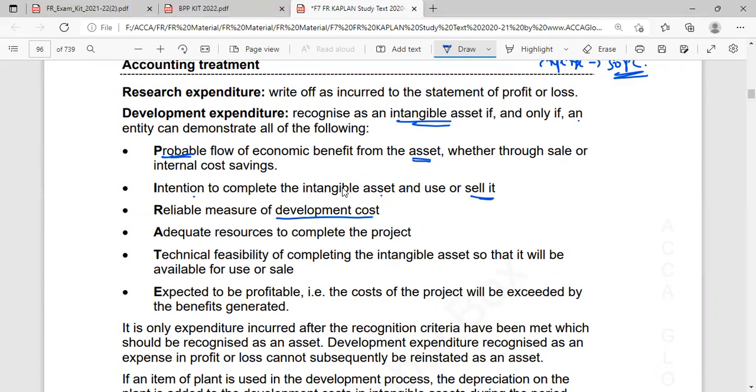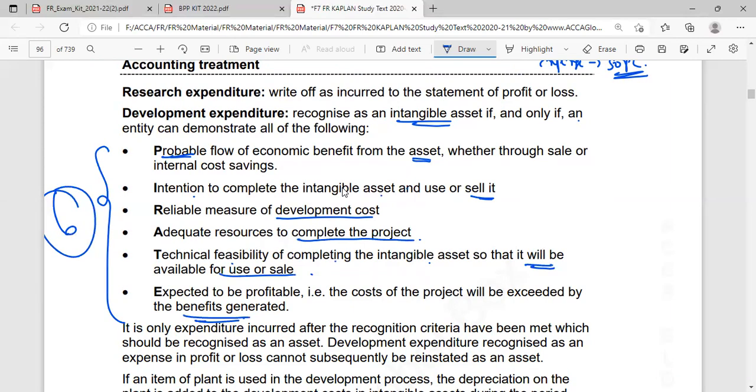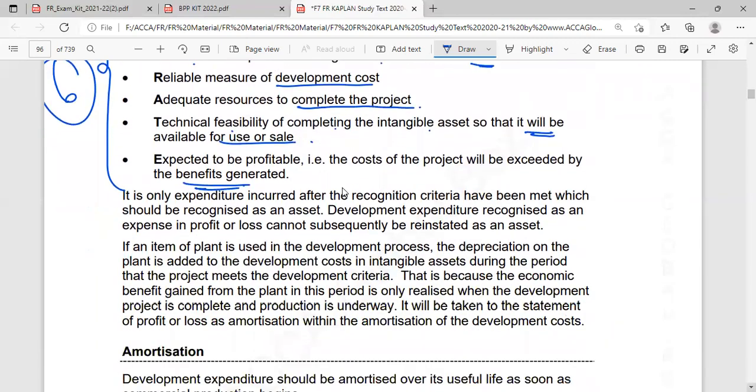Reliable measure of development cost, and adequate resources to complete the project, and technical feasibility of completing the intangible asset so that it will be available for use or sale, and expected to be profitable, that is, the cost of the project is exceeded by the benefits generated. If these six PIRATE conditions are satisfied, then the amount spent on development is treated as an intangible and is accounted as per IAS 38. If any one of the conditions is not satisfied, then it is treated as an expense and is transferred to the statement of profit and loss.